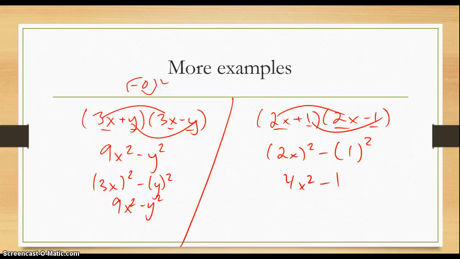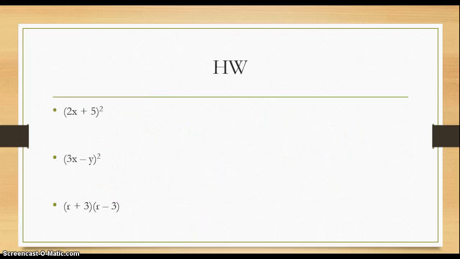You can identify that your a is the same, your b is the same, and then you got to look at your signs. If your signs are the same, you're using a squared plus or minus 2ab, plus b squared. And if a and b are the same, but your signs are different, then you're just using a squared minus b squared.